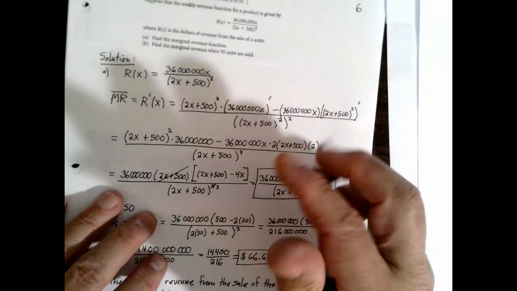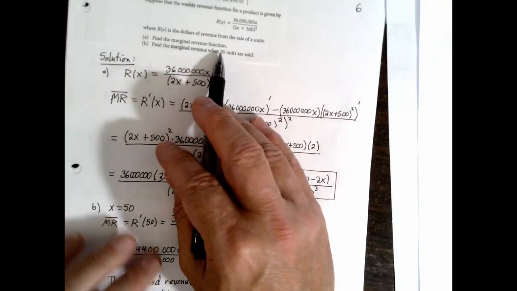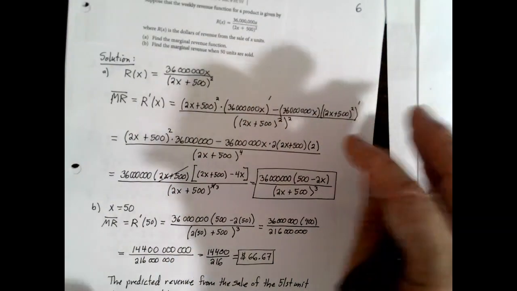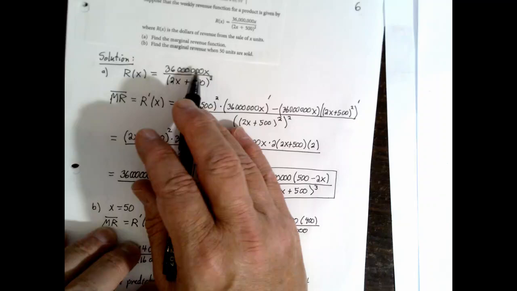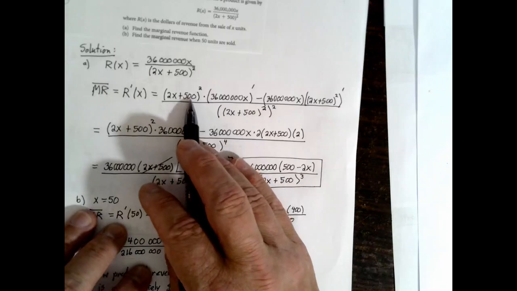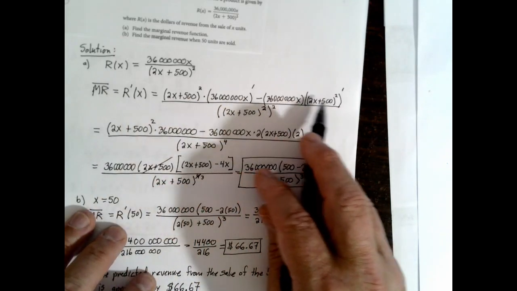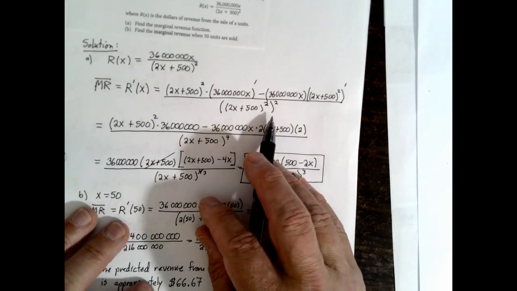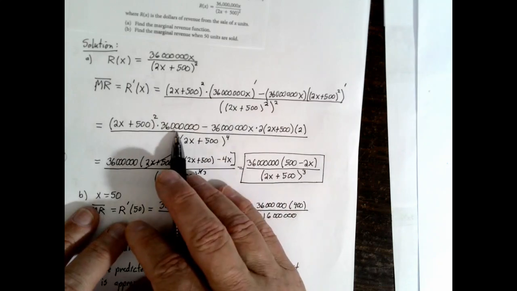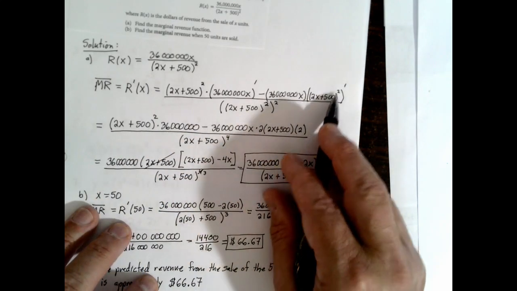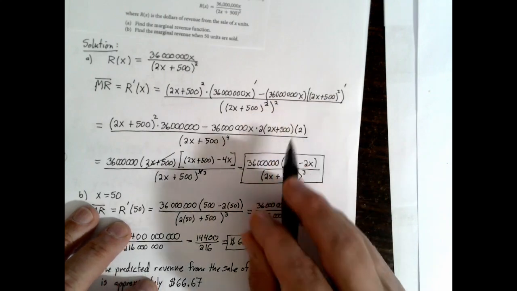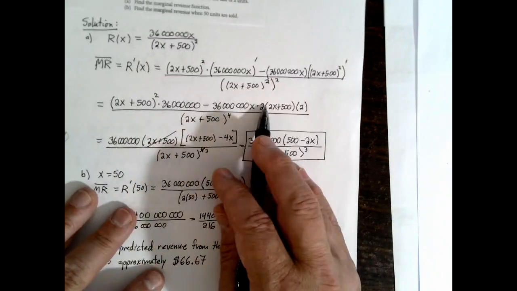Example 4, they give you the revenue function. They ask you to find the marginal revenue and then plug in 50 to find what the marginal revenue is when 50 units are sold. So you're going to use the quotient rule, and you're going to have to use the chain rule when you take the derivative of the denominator. So you got the bottom unchanged times derivative of the top minus the top times derivative of the bottom all over the bottom squared. Derivative of the top is just 36 million. Derivative of this guy is 2 times that to the first times derivative of what's inside, which is a 2. And so you get this guy here.